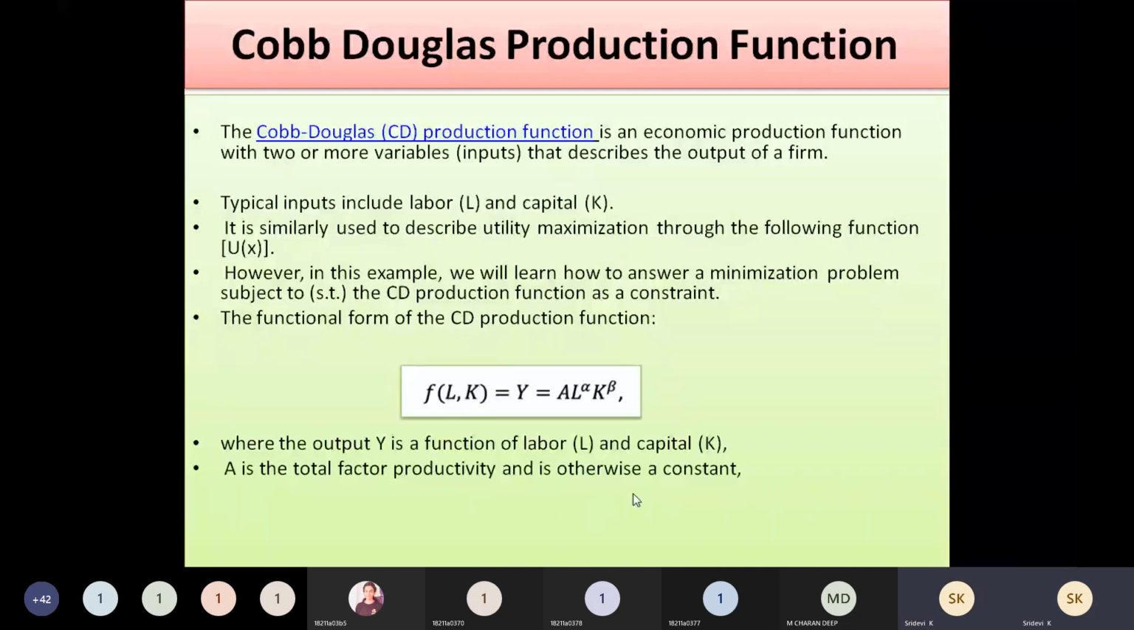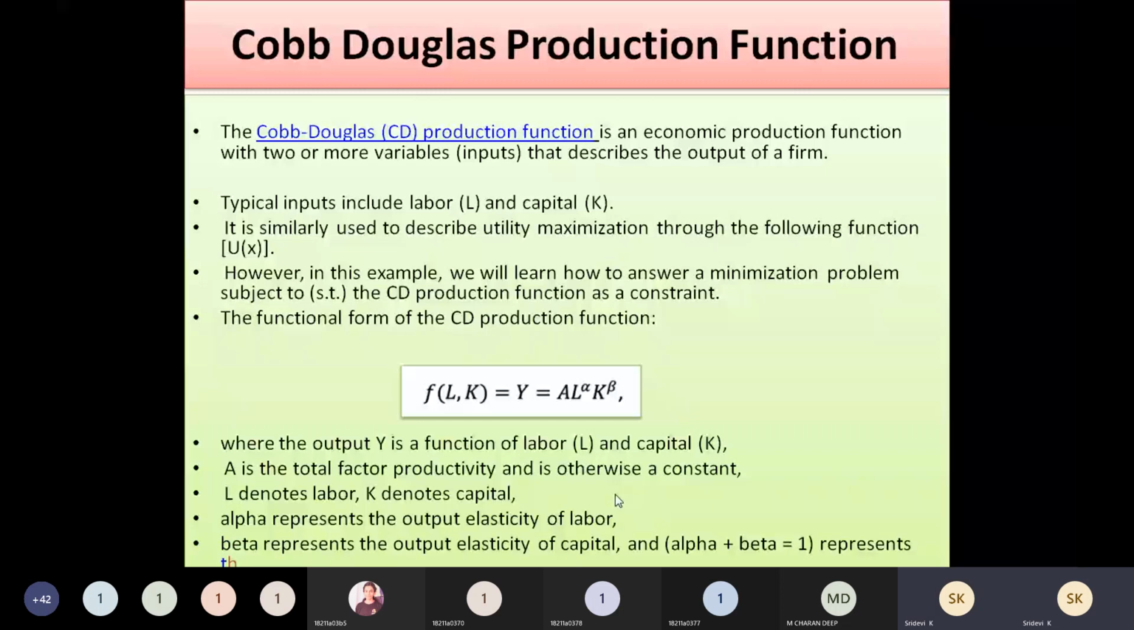And what does alpha mean? Elasticity of labor. Elasticity means to what extent the labor is changing. Change is nothing but the elasticity. So that will be indicated here in terms of alpha value. And beta indicates the change in the capital. The alpha value and the beta value together will be equal to 1 whenever you take the change in both labor and capital. So this will give you the constant returns to scale.